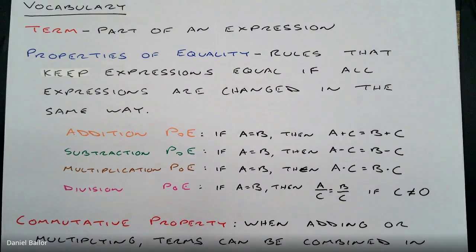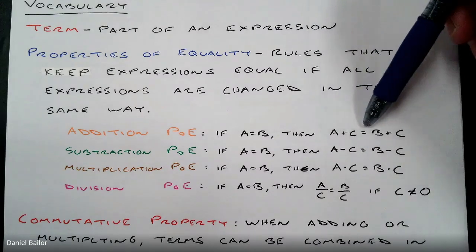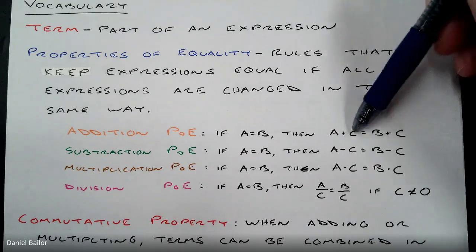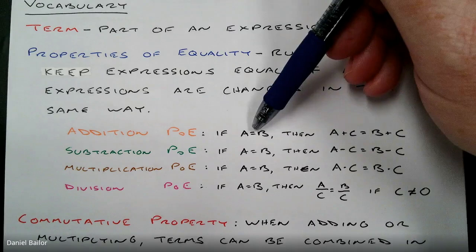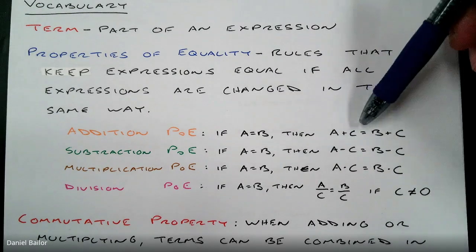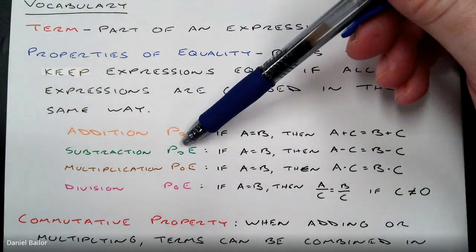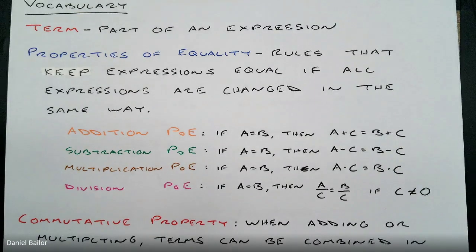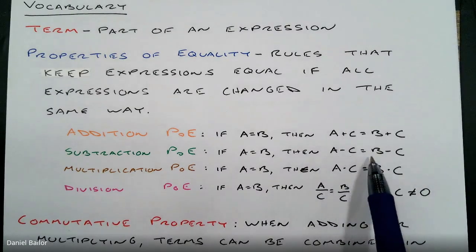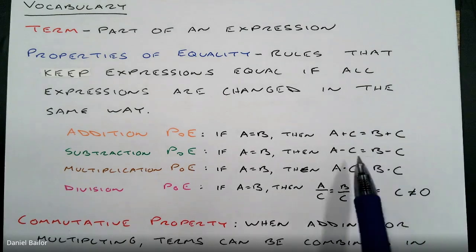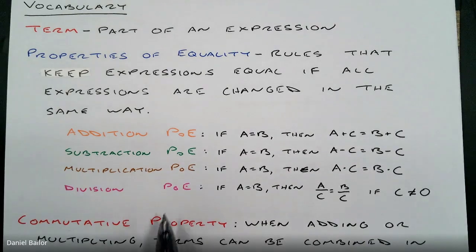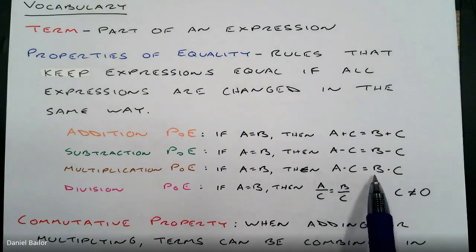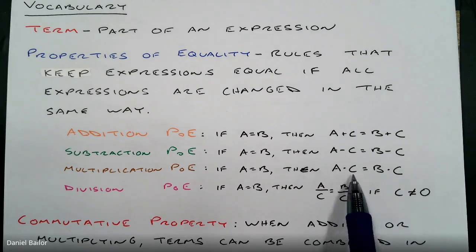So the addition property of equality says that if A equals B, then A plus C equals B plus C. They are still equal because all I did, I added C to both sides. You can add C to both sides and the equation stays equal. If the equation starts equal, adding the same thing to both sides keeps it equal. Subtraction property of equality is kind of the same thing, except that if we start equal, then taking the same thing away from both sides keeps it equal. So if A equals B, then A minus C equals B minus C. Taking the same thing away from both sides keeps things equal. The multiplication property of equality is the same concept, just with multiplication. If A equals B, if we start equal, then A times C equals B times C. Multiplying the same thing on both sides keeps it equal.